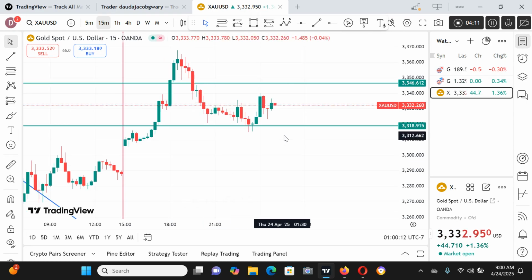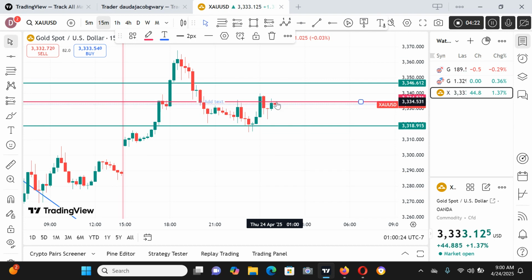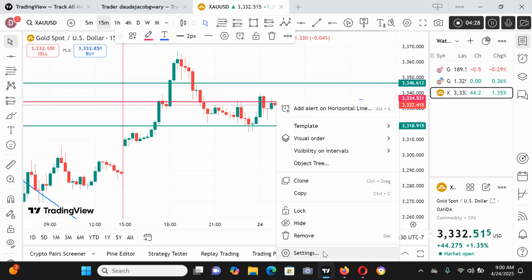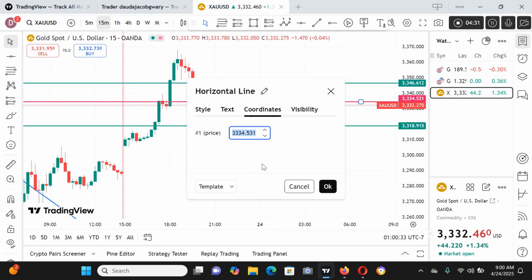So let's proceed straight to the chart to start plotting our psychological level. The first thing we need to do is to know where the price is currently. Then we use our horizontal ray and place it where the price is currently. Now we use 50 pips in gold to draw our psychological level. So this price is at 3334.530, but we'll remove those digits and the 4 and place 5 there. So we have 3335.000. This becomes our psychological level.